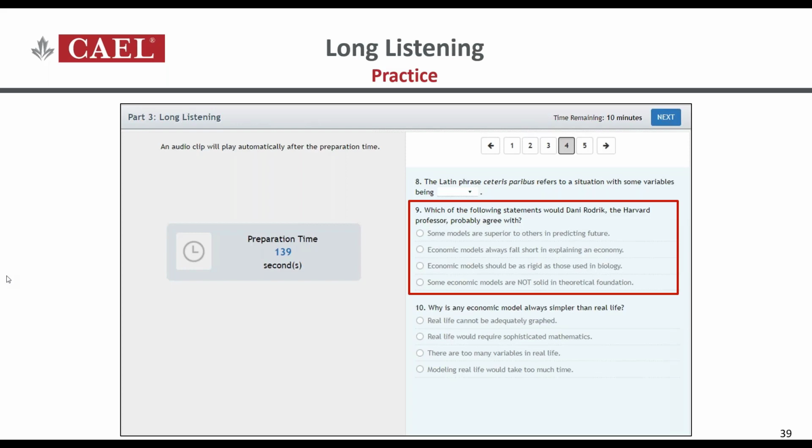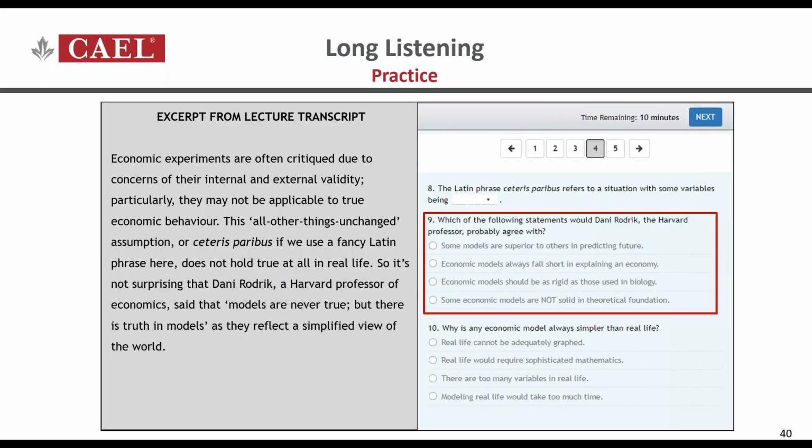I'll tell you now that the correct answer is... Oh, Kim, you're changing your mind, huh? Well, Kim, you were right the first time. The correct answer is B, or number 2. Economic models always fall short in explaining an economy. Okay? So the correct answer is B, or number 2. So let's talk about, because some people were guessing other answers, let's talk about how we got the answer. And so hopefully it will make sense.